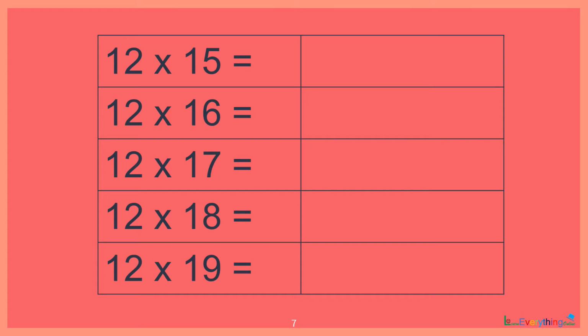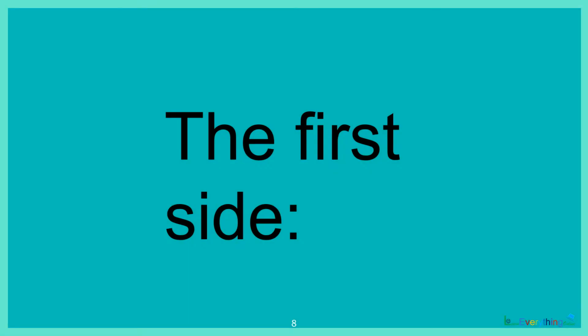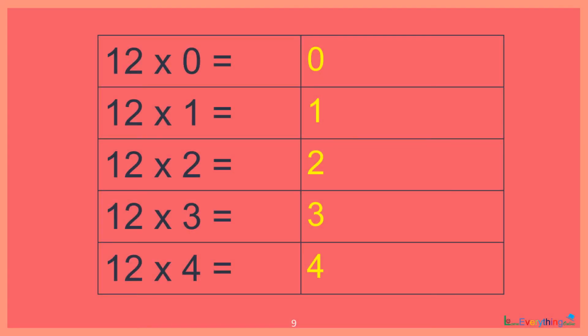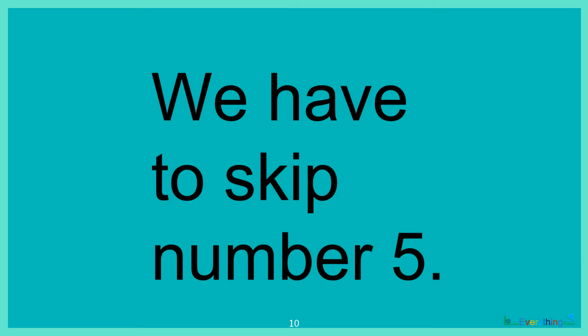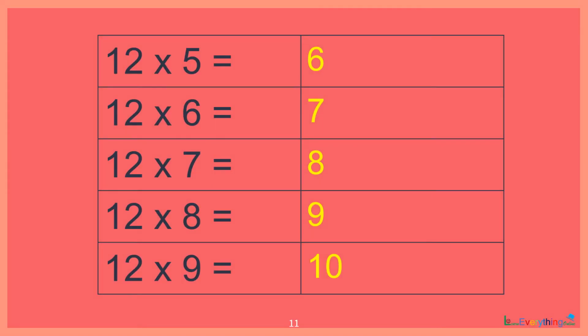So let's see the first side. Now for writing this first side, what we have to do is we have to write the numbers in the numerical series like 0, 1, 2, 3, 4 as we have written here. But for the next table, we have to skip the number 5 and we have to start from the 6. So we have written 6, 7, 8, 9 and 10.